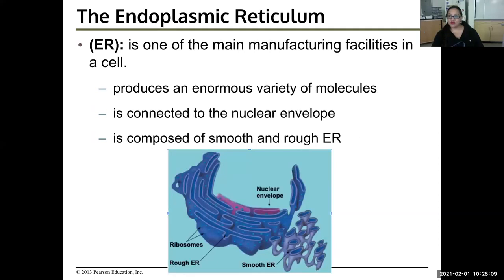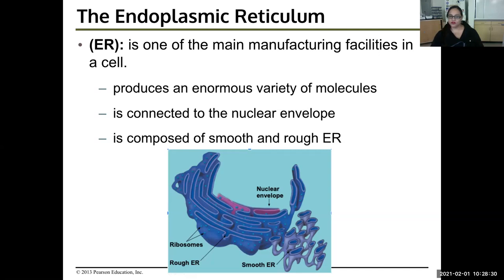The endoplasmic reticulum, which is a mouthful, so we abbreviate it to ER, is one of the main manufacturing facilities in a cell. It produces an enormous variety of molecules. It's connected to the nuclear envelope, and it's composed of smooth and rough ER.